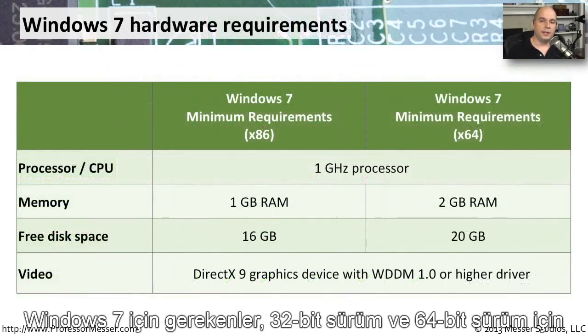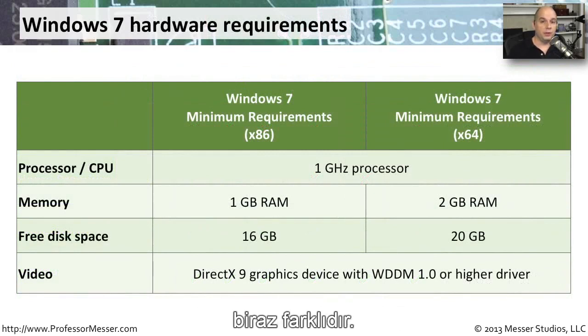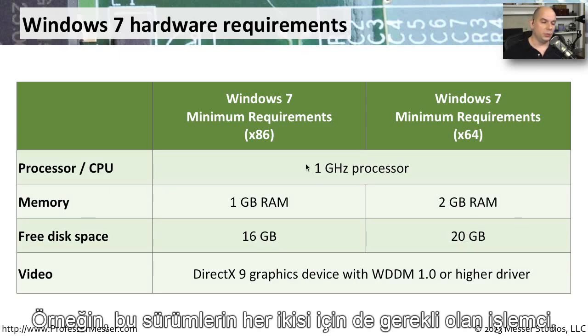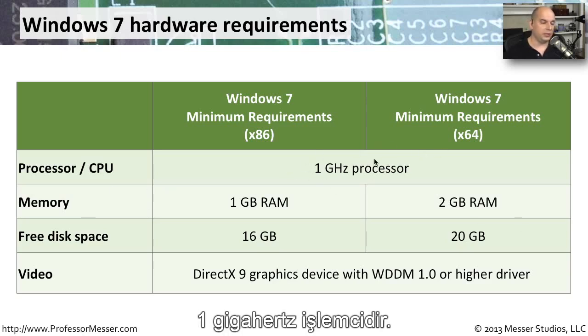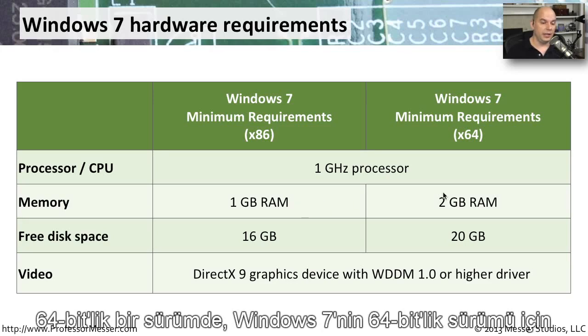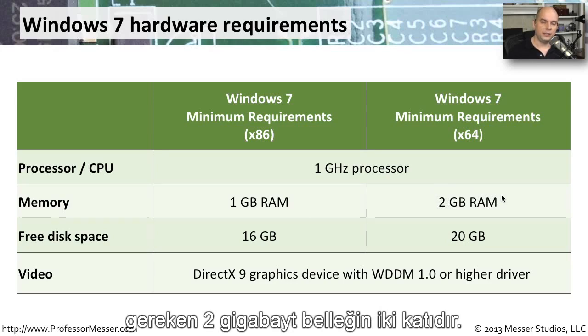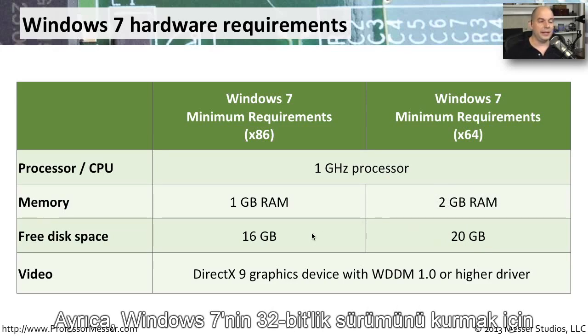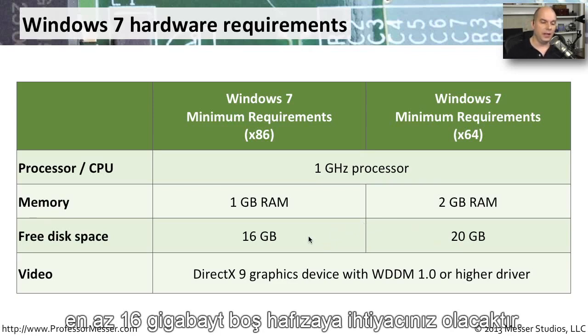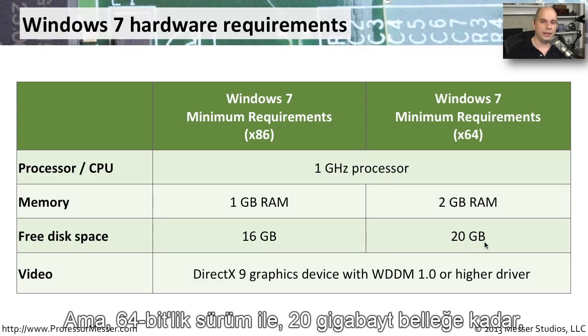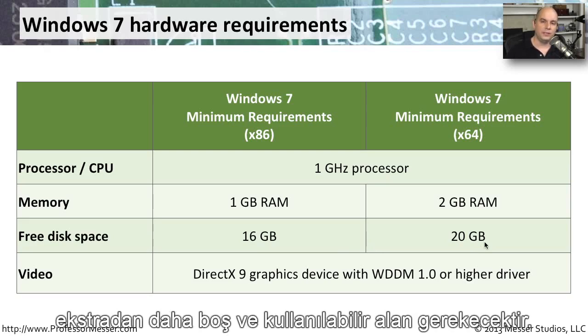The requirements for Windows 7 are a little bit different between a 32-bit version and a 64-bit version. Some things are identical. For instance, the processor required is a 1 gigahertz processor for both of those editions. You can see the memory is different, though. On a 32-bit version, 1 gigabyte of memory is the minimum. On a 64-bit version, there is a doubling to 2 gigabytes of memory required for a 64-bit version of Windows 7. You also would need a minimum of 16 gigabytes free to install a 32-bit version of Windows 7, but you would need an extra amount, up to 20 gigabytes, free and available with a 64-bit version.